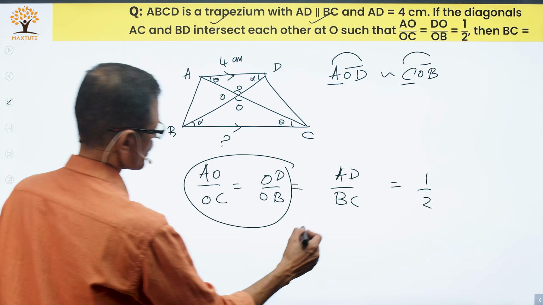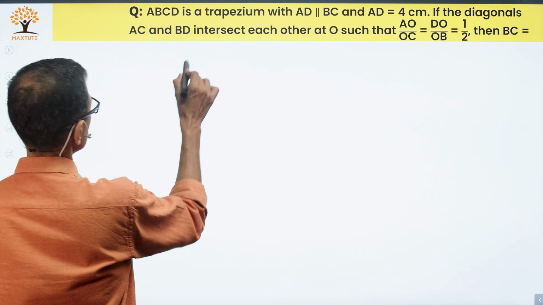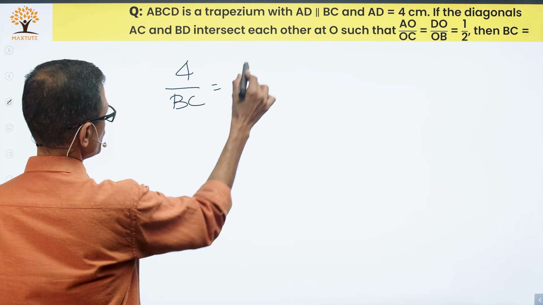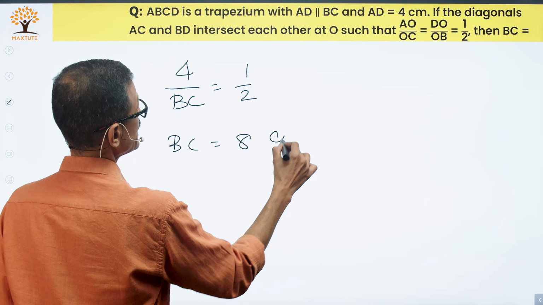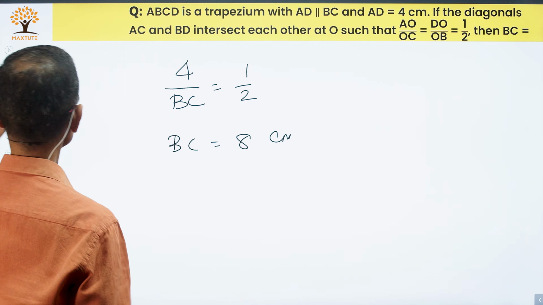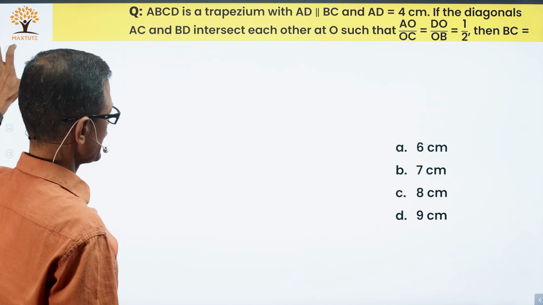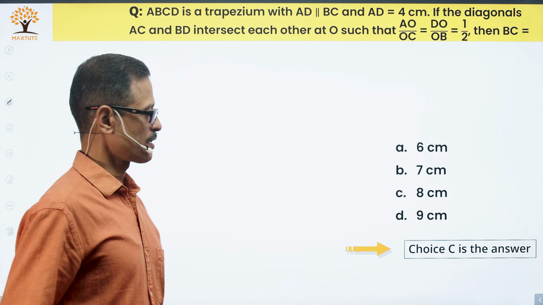The measure of AD is known. So 4 by BC is equal to 1 by 2. Cross multiplying, we get BC is equal to 8 centimeters, the unit that's given to us, because AD is equal to 4. Measure of BC is equal to 8 centimeters. Choice C is the correct answer to this question.